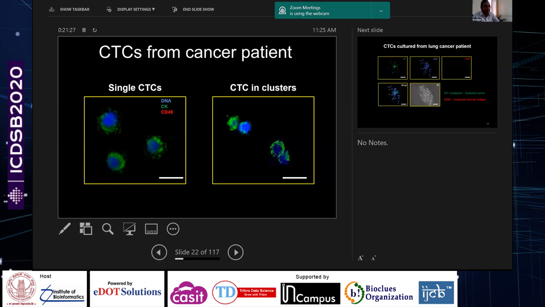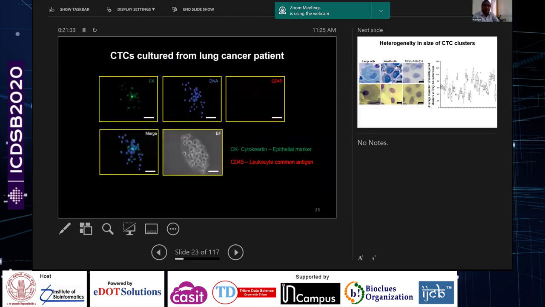I showed you earlier, the cells had been stained with different kinds of markers. The cells are coming in the clusters. And this is how the clusters look like, which has the staining for cytokeratin, staining for the nuclei, and at the same time, they are negative for CD45.